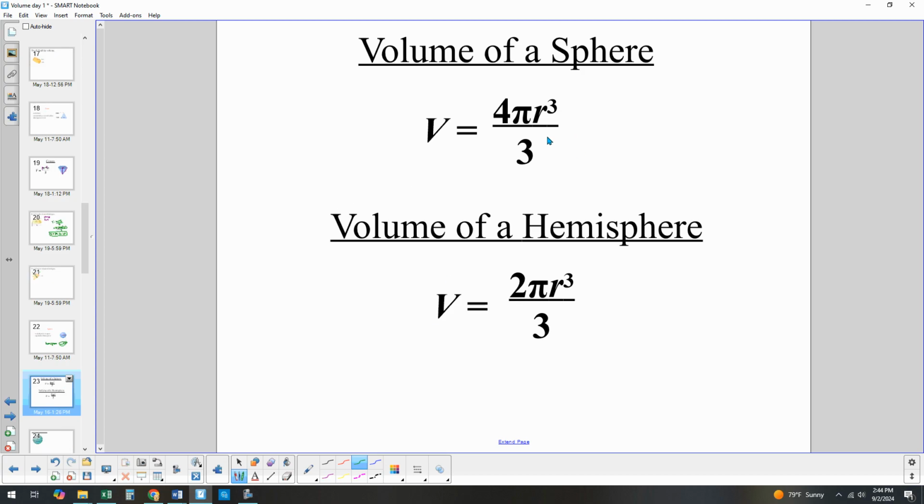So our sphere volume formula is 4 pi r cubed over 3, so that's r to the third power. Most of our calculators have a button that looks like this or like this that allows us to raise to powers that are not 2. And the volume of a hemisphere is half of that. So if I cut the 4 in half, I now get 2 pi r cubed over 3.